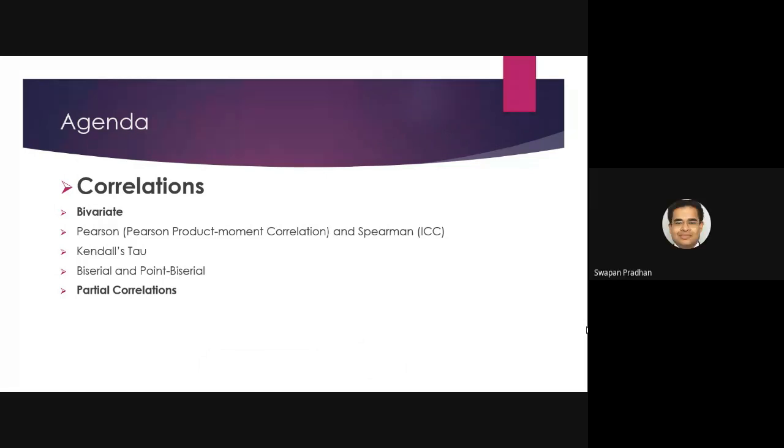Yes, it's done. Now we will move on to correlations. Basically, correlation is testing of associations between two or more variables, and it is based on the covariance. So I'll just repeat for you what is variance and what is covariance.